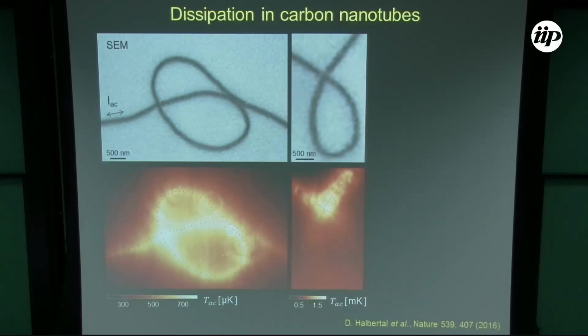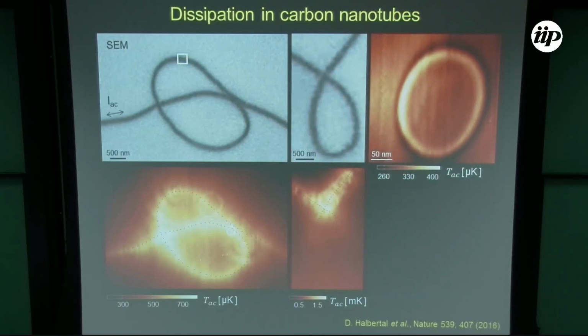This nanotube was semiconducting, and therefore there was no short here, and you can see dissipation along the entire length of the nanotube. But if you look closely, you also see some rings, some structure in this thermal image. So now if we zoom in on a small part of this device, this is what we see. We see a ring of temperature. The scale here is 50 nanometers. The temperature scale, again, microkelvin.